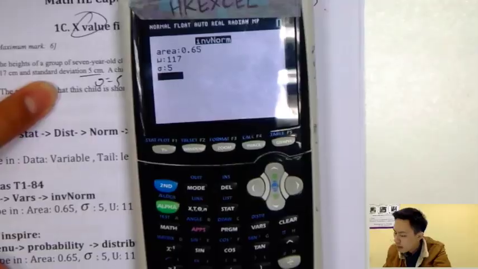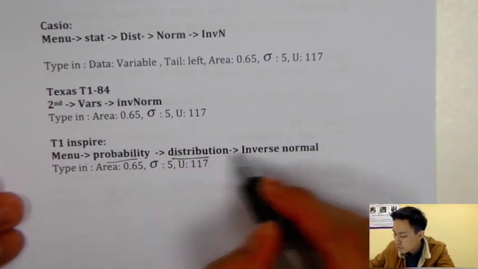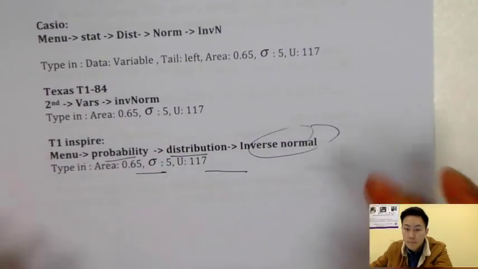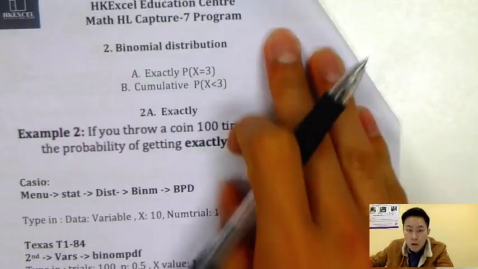And the standard deviation is 5, so you paste it, and you see 119, yeah? Okay? So for TI-Nspire, go to manual probability distribution, inverse normal, and you type in the same thing, yeah? So next page is binomial distribution.